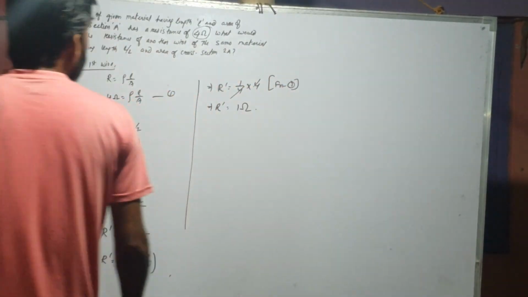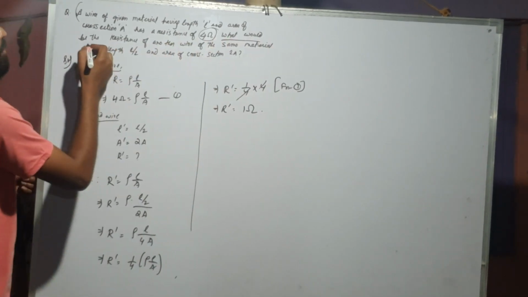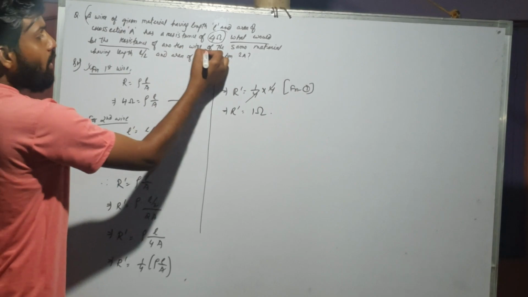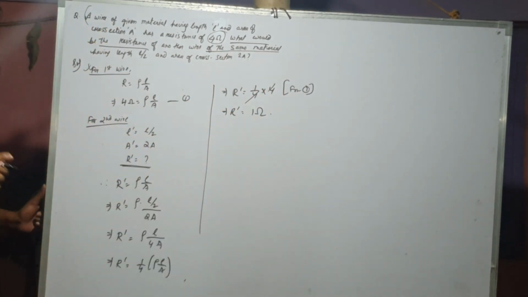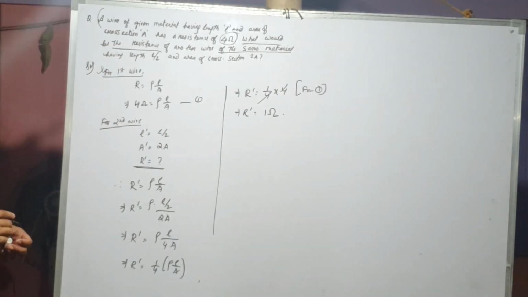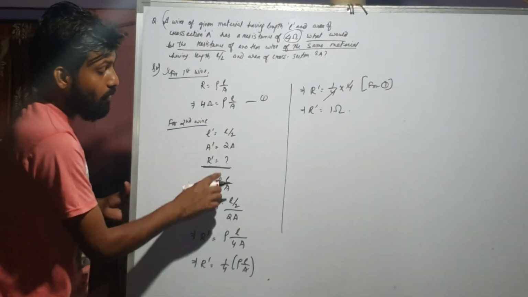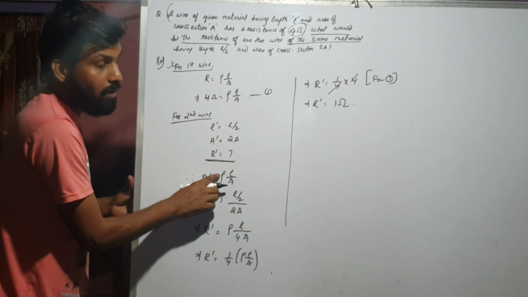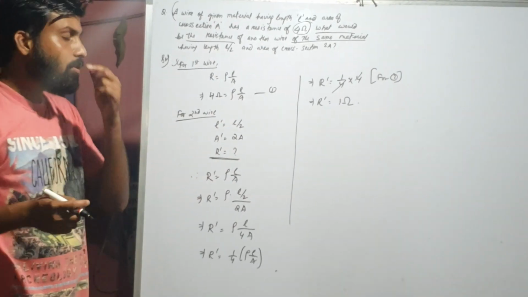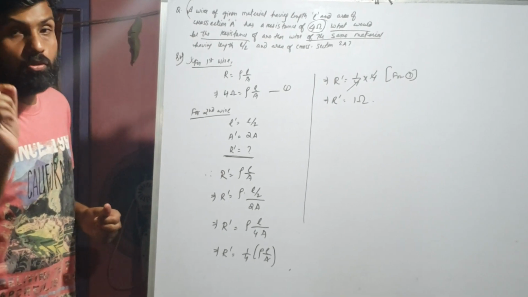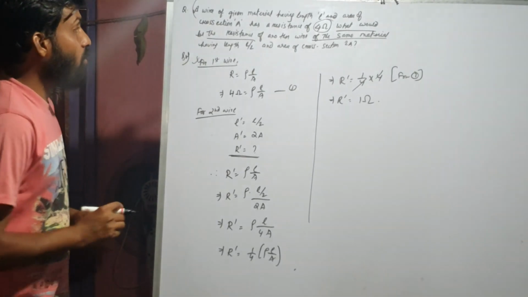Now go to the second wire. They ask what should be the resistance, so my resistance is a question mark here, of another wire of the same material. If they had changed the material, you could not take the same rho in both cases. You can see here also I have taken rho, because the material is same. If the material is same, the resistivity value is also going to be same, so no need to change the resistivity value here.